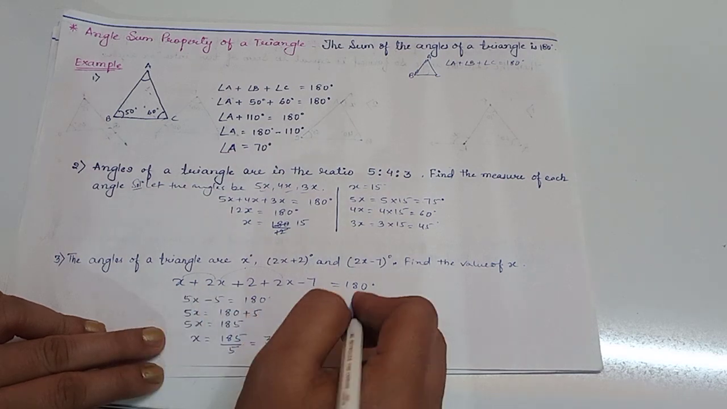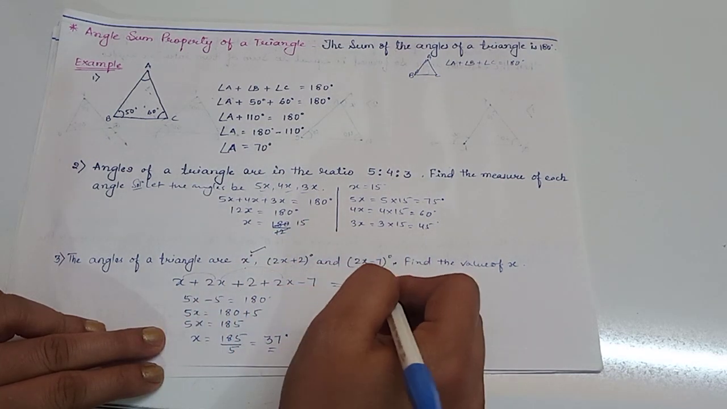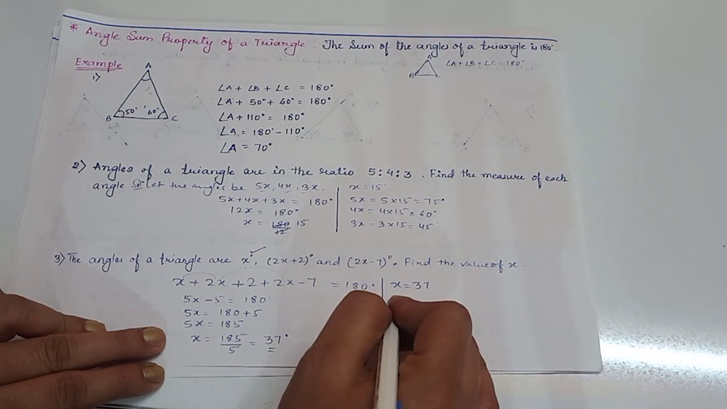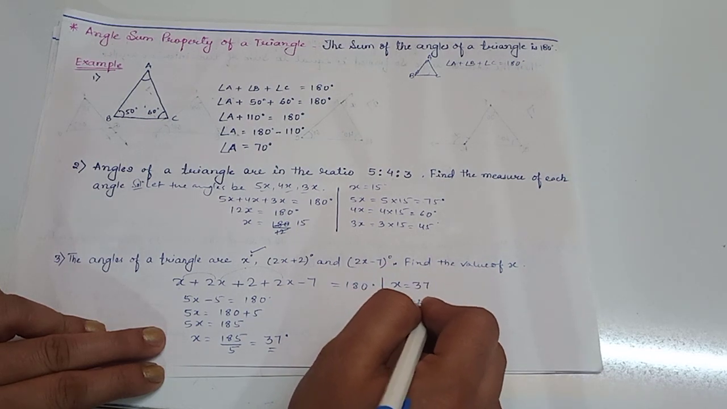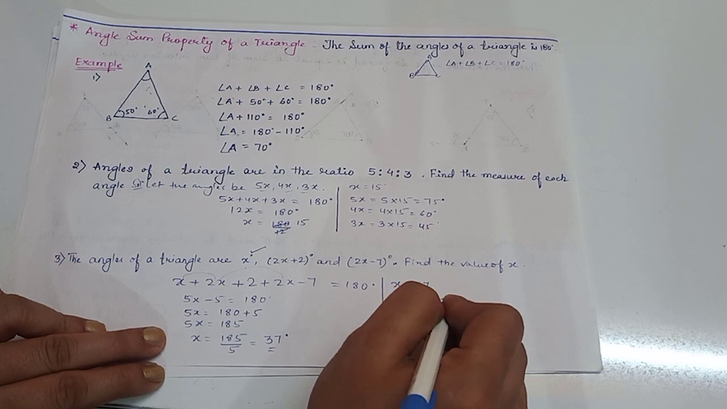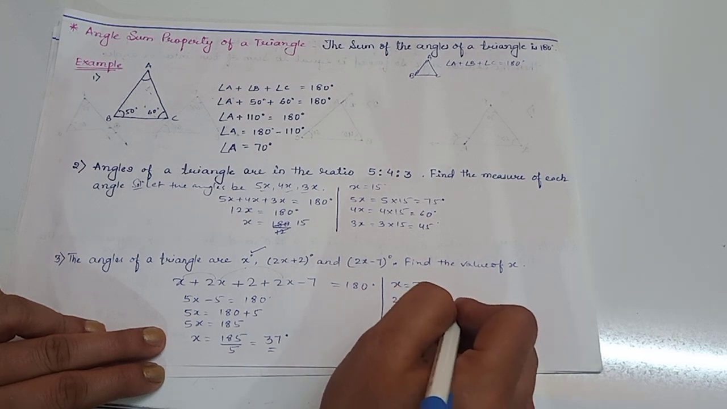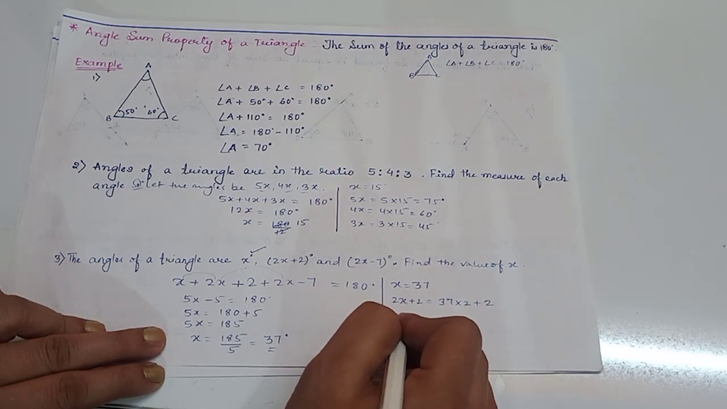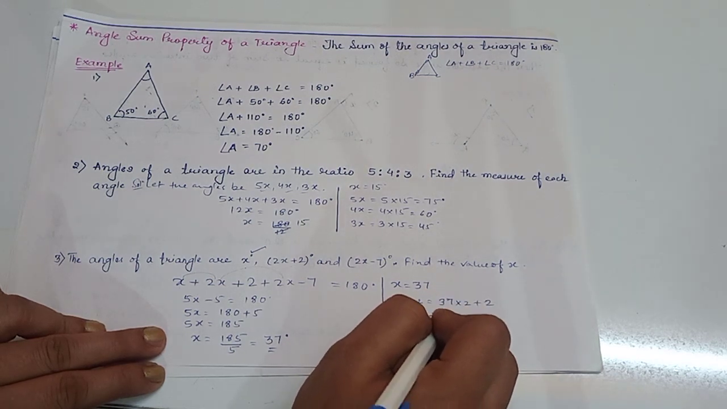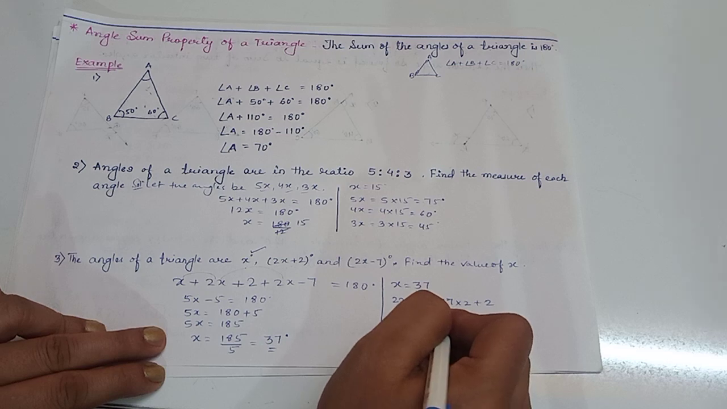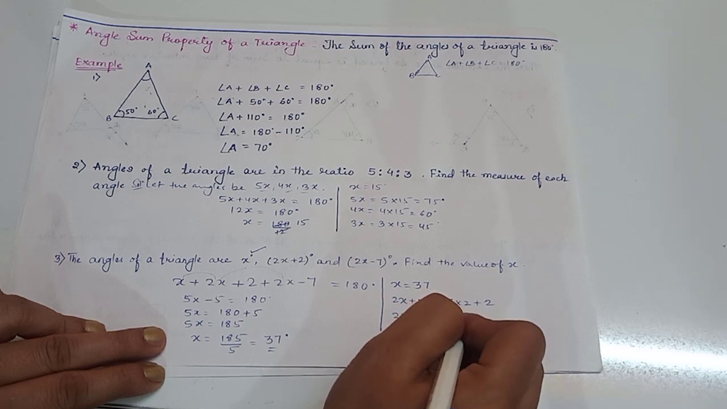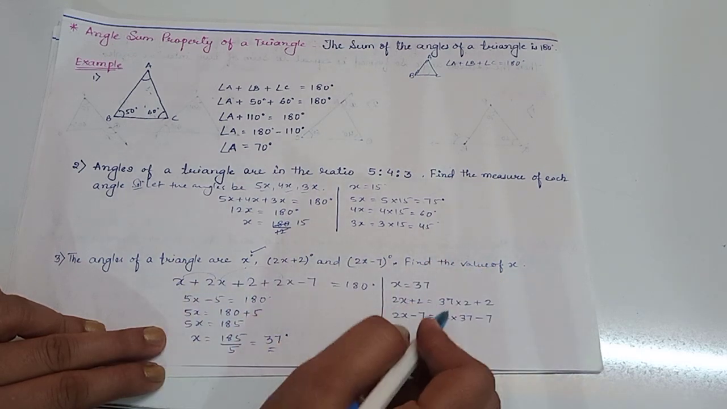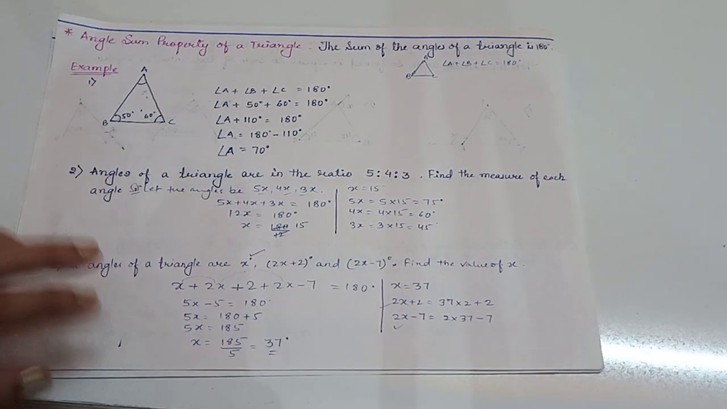So as we got the value of x as 37, we got one angle, x is equal to 37. We can get the other angle, that is 2x plus 2. That would be 37 into 2 plus 2. And the next angle would be 2x minus 7, which will be 2 into 37 minus 7. So we can easily find the angles from here.